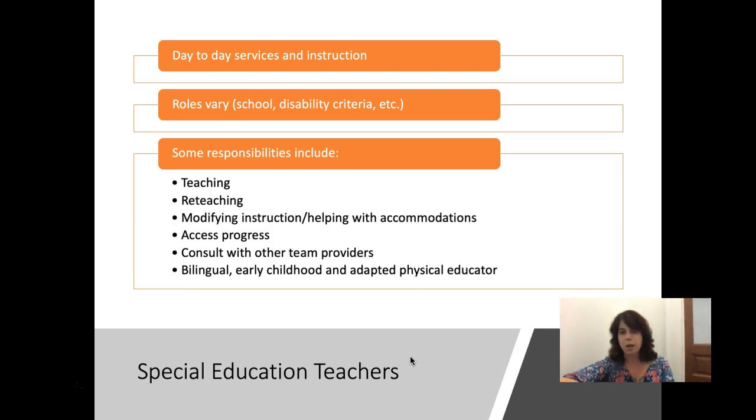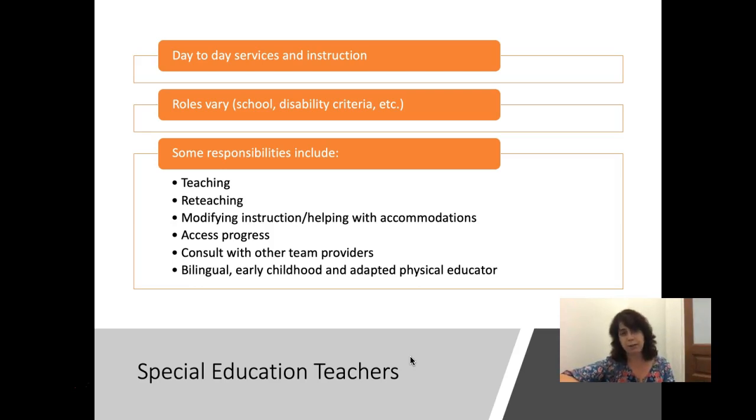Accommodations are providing supports in order for students to be able to access the general education curriculum. Modifications, on the other hand, are adapting a curriculum in order for a student to be able, so taking it down to a different level so that the student can access it. An example of accommodation is extra time on tests, reducing homework load, things like that.